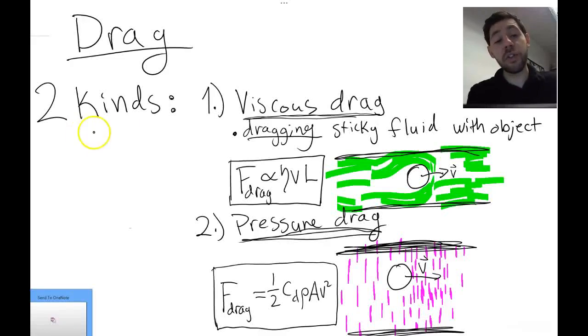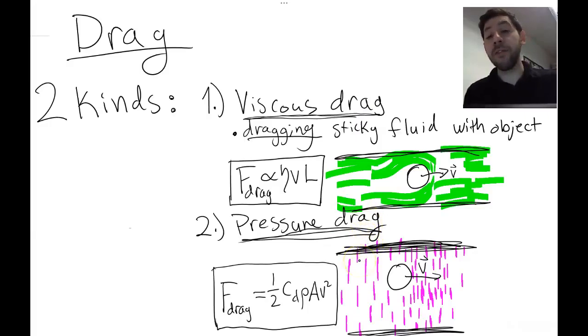Drag. All right, there's two kinds of drag. There's viscous drag and there's pressure drag. And both have an associated force. And so the force for each of these is going to be in the opposite direction of the motion of some object that's moving in a fluid or substance.